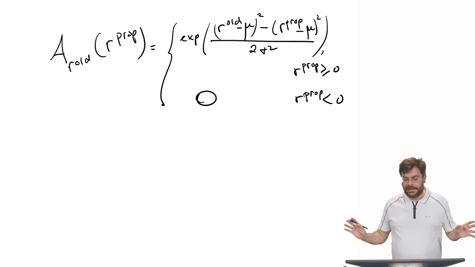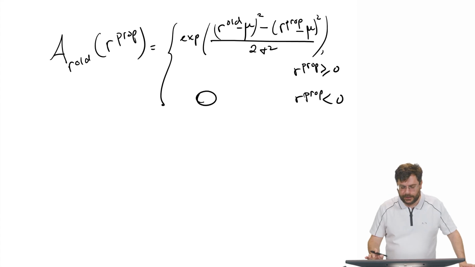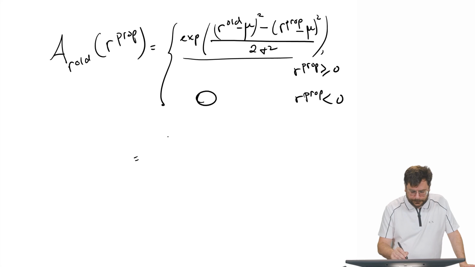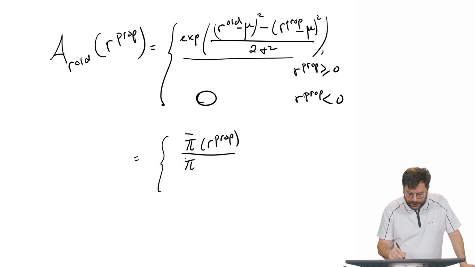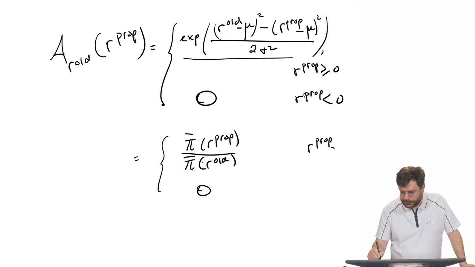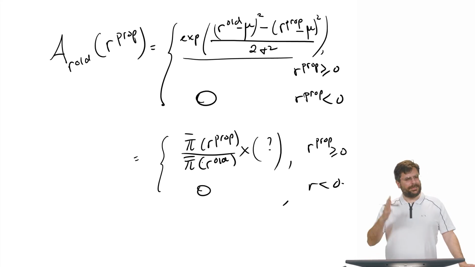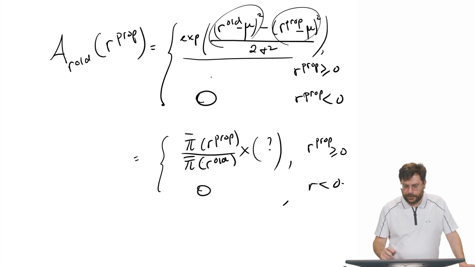Now I can run my Metropolis-Hastings. But before we run the Metropolis-Hastings, we need to ask a question. This looks a lot like the ratio of pi R proposed to pi R old. What happened to the ratio of the proposal distributions? So again, this is exactly, in fact, the ratio of pi R proposed to pi R old. That's why you have a minus here and you have a plus sign here. So what happened to the ratio of the proposal distributions?